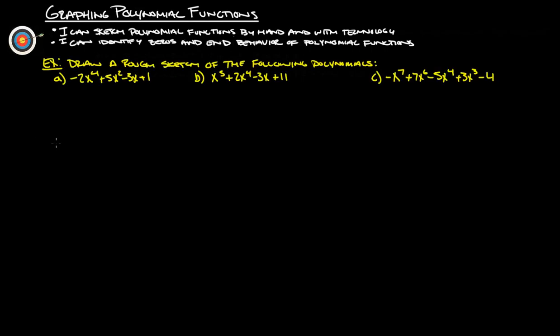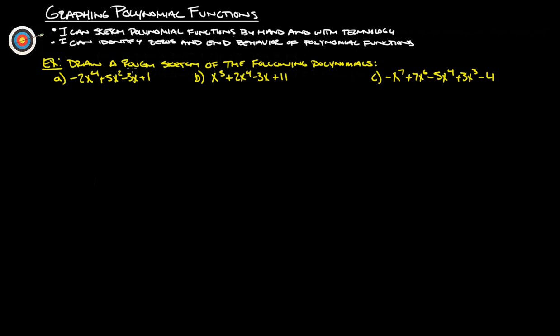I'm going to take you through the notes on graphing polynomial functions. At the end of this, you should be able to say, I can sketch polynomial functions by hand and with technology, and also I can identify zeros and end behavior of polynomial functions. I think the easiest way to figure this out is to just take a look at some examples.